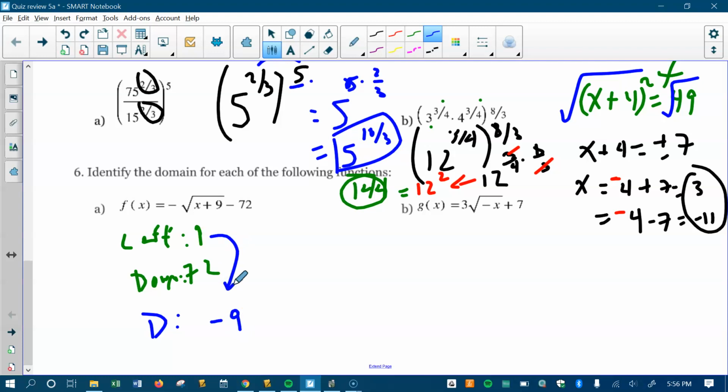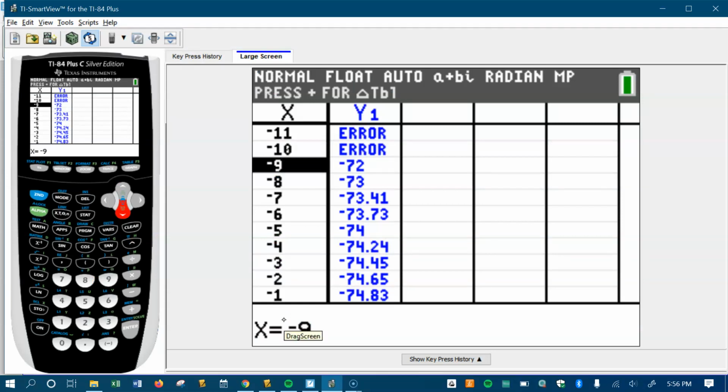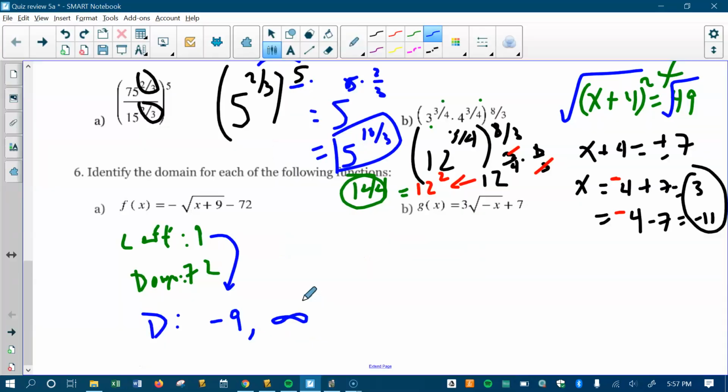But the other half of the domain is infinity because the x value goes on forever. So I'll repeat that because I kind of stumbled on that. Again, we had a negative 9, which is the starting value. Then all these other x values get larger and larger, which means we're going to positive infinity for the x values. So brackets, parentheses.